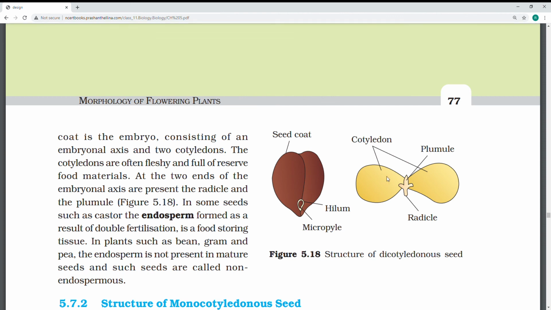They have given what we are using the seed. See here, the outermost covering of the seed is called the seed coat. The seed coat has two layers, testa and tegmen. The hilum, which is at the center, and the micropyle. Above the hilum there is a pore called the micropyle. Within the seed coat is the embryo, consisting of the embryonal axis and two cotyledons.